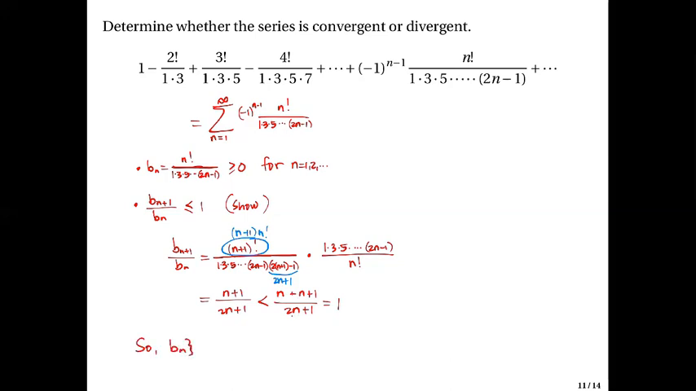Bn is decreasing. So AST applies. And the last thing to check is the limit. Is the limit of Bn equal to 0?